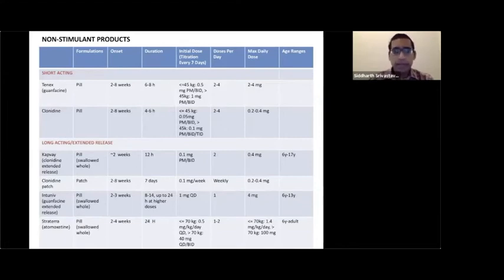Long-acting non-stimulant options include Kapvay, which is clonidine extended release, clonidine patch, and Intuniv, which is guanfacine extended release, and Strattera, also known as atomoxetine. Each dose of Kapvay lasts 12 hours or so and can be given up to twice a day. Clonidine patch is applied on a weekly basis. Intuniv can last up to 24 hours and is given once a day. Strattera also lasts about 24 hours. Again, these medications can take a couple of weeks before you start to notice an effect.